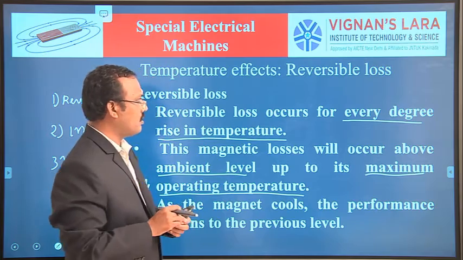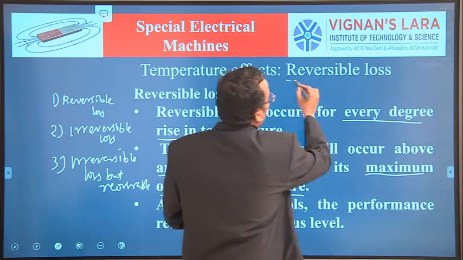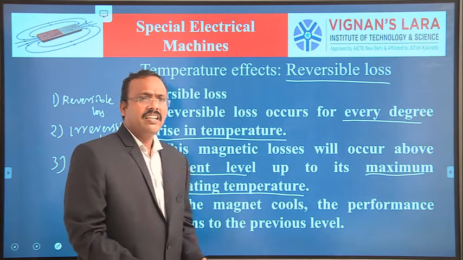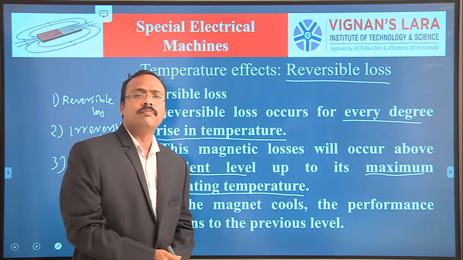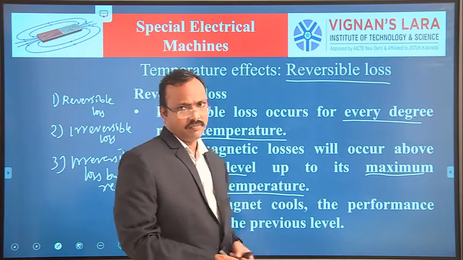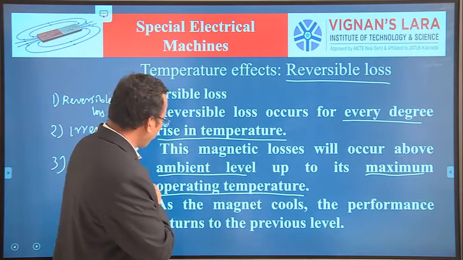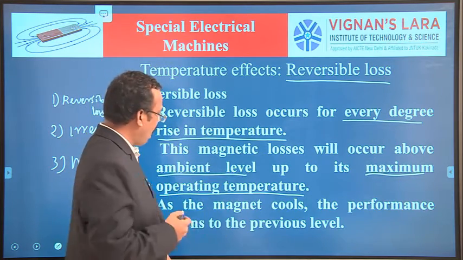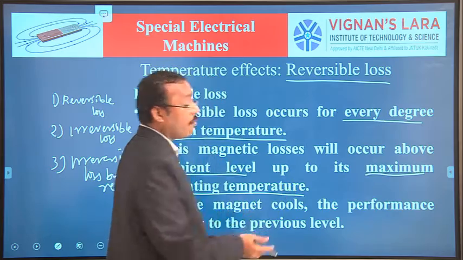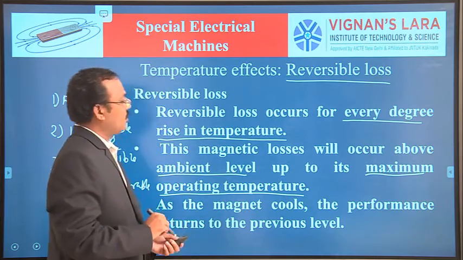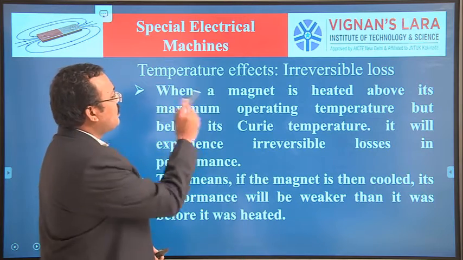This type of loss is called reversible losses. Once the loss occurs, it will regain automatically. But very important here, we can heat the material only up to the maximum operating temperature of the particular permanent magnet material. That is very important. So the next one is irreversible losses.